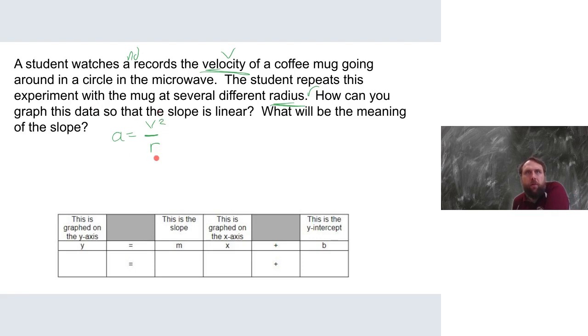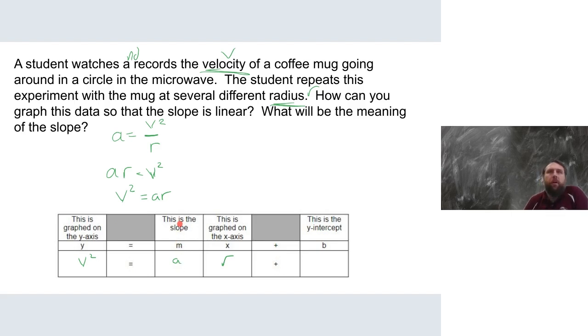Now, if I'm comparing this v to r, are they on the same side of the equation? No. I need to somehow rearrange them so they are. So I'm going to multiply both sides by r. I'll get a r equals v squared. And I want to switch sides, so I'll just write this as v squared equals a r. And I can use that, and I can put v squared here, a and r there, and that will work to give me a linear slope where on the y-axis I graph v squared, my x-axis I graph the radius, and my slope would equal the acceleration.